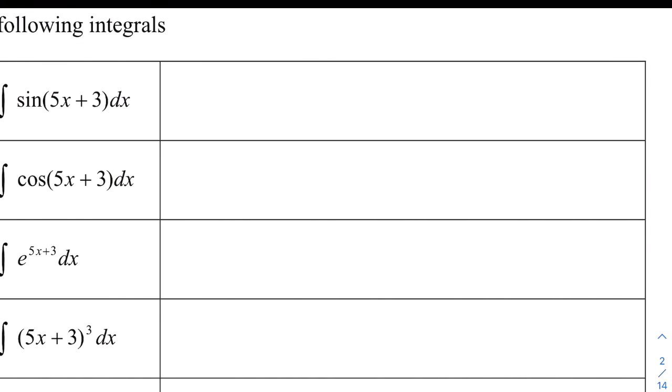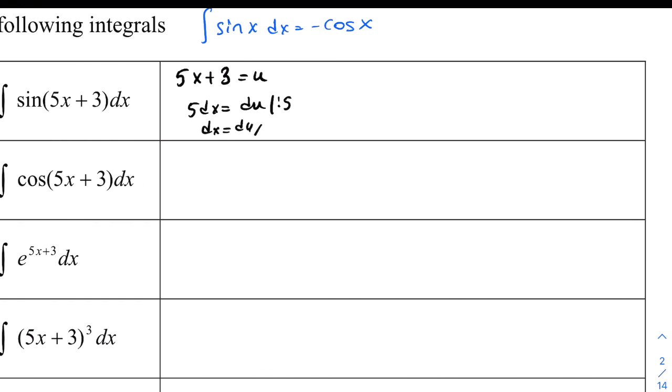Please look at these questions. They're in your package, the integration package. What I know, isn't it, the integral of sin x dx is minus cos x? Now, here the rule says x, your variable is x. Now my variable is 5x plus 3. That means I'm going to use the substitution method. There are other rules for this, but the substitution method is the easiest one. 5x plus 3 is equal to u, then 5 dx is equal to du, and dx is equal to du divided by 5.